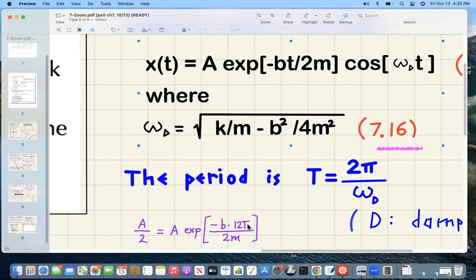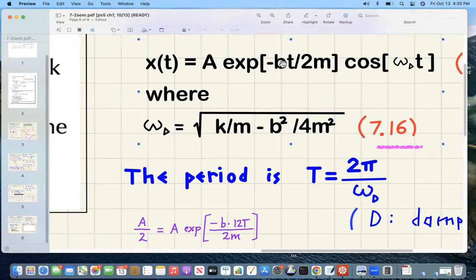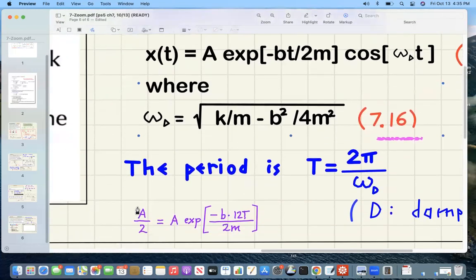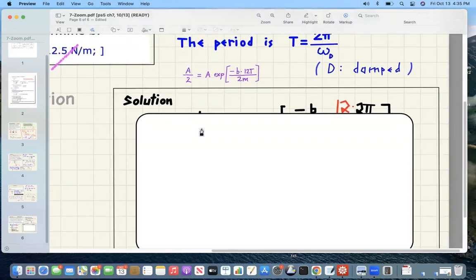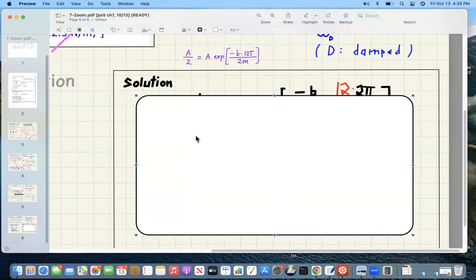And now the amplitude at that time is 50% of the original amplitude, which was A. So the amplitude is A times the exponential of minus b times 12T over 2m. The amplitude is the quantity that multiplies the cosine. And that's supposed to be A over 2. So those are the equations.